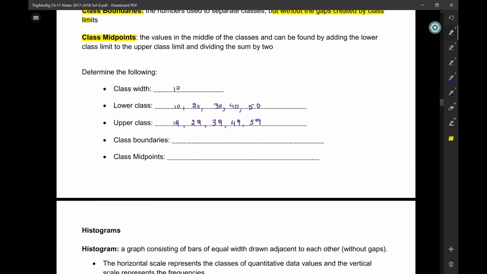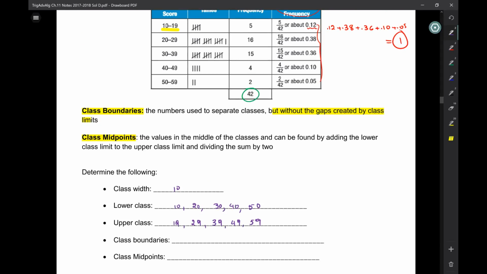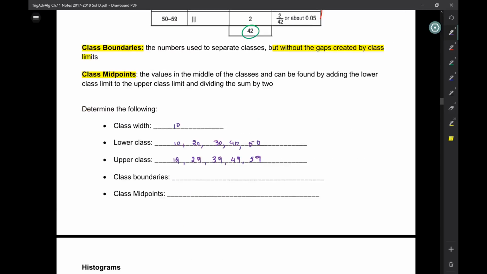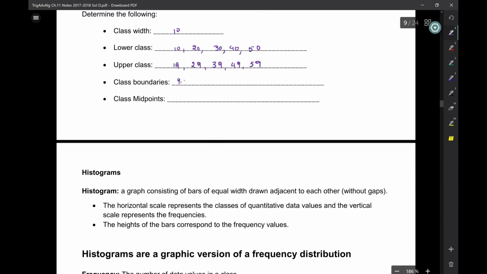Okay. Class boundaries are the numbers in between one class and the other. So one ends at 19, the other starts at 20. So the boundary is 19.5. One ends at 19, one starts at 20. It's in between. So we go from the very beginning: 9.5, 19.5, 29.5, 39.5, 49.5, and 59.5.